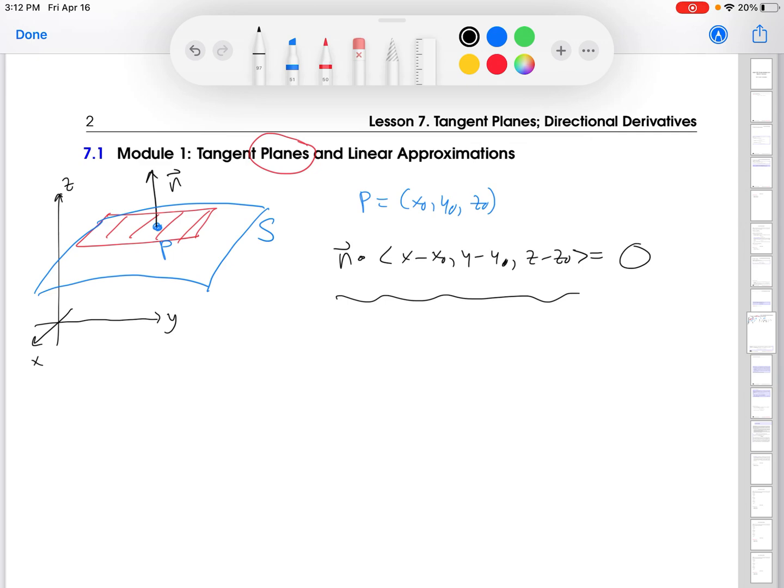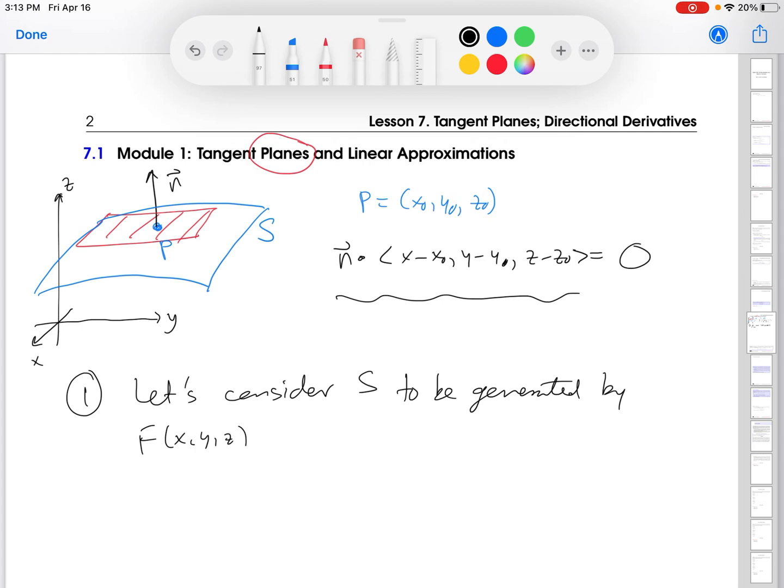So the first thing I'm going to do, as I said earlier, is switch again to the vector valued function framework here. Let me lay down the preliminaries for that. So let's consider S, which is the surface, to be generated by capital F of x, y, z equals k. All right. So this is a tiny generalization that's going to come in very handy. We could, and often we do, think about z equals f of x, y, and then think about the graph of that as being our surface.